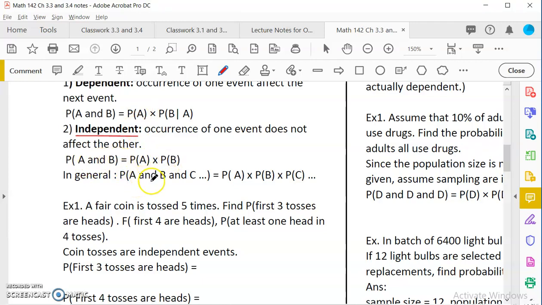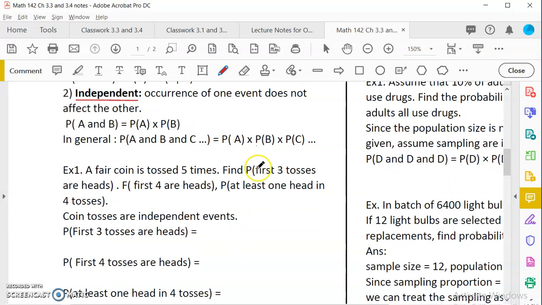So in general, if we are doing multiple steps, like you're tossing the coin 5 times, then you can do the probability of the first is a head, the second is a head, the third is a head. Keep on multiplying. So not just 2, but keep on. It can go on forever.